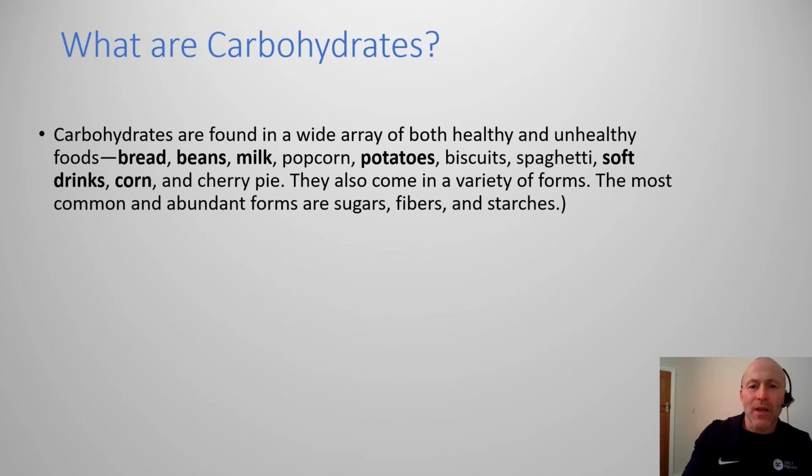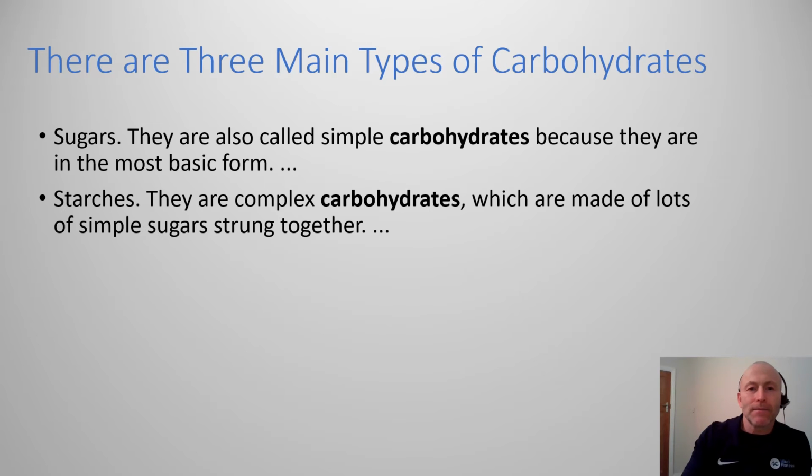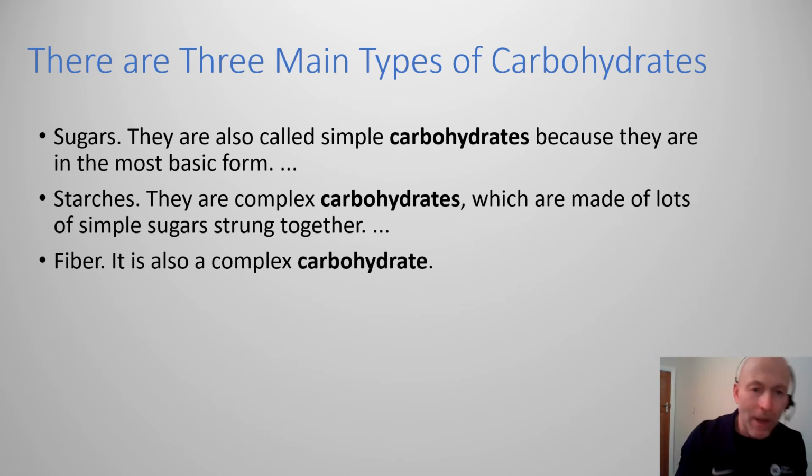So carbs are found in a wide variety of stuff. You've got fibrous and non-fibrous carbs. So you've got your bread, beans and milk, popcorn, potatoes and biscuits. And they're your carbohydrates, and they're your kind of non-fibrous type. And if you go through here, these are your main types: sugars, starches and fiber. Pause it here again or download the book.